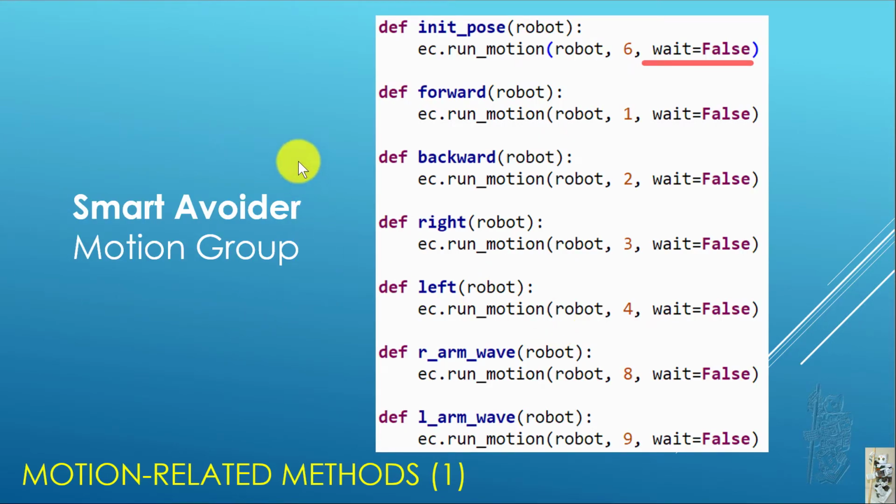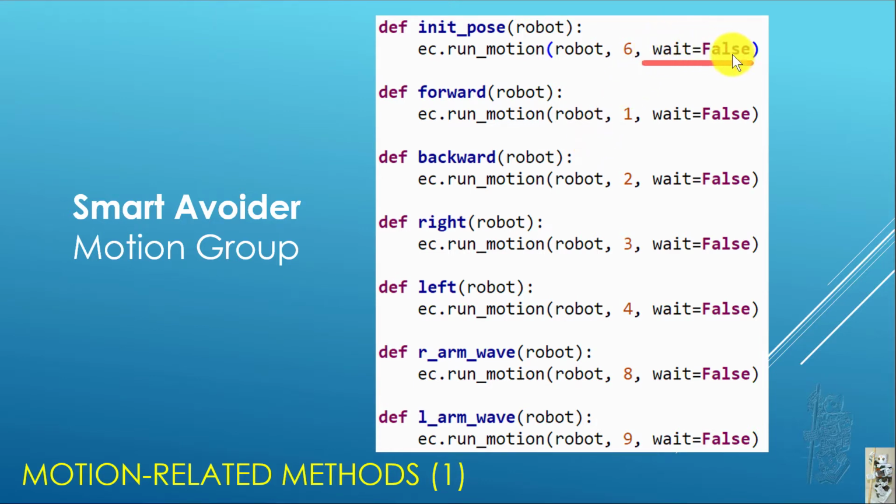Just a reminder again, I'm using the Smart Avoider motion group in this example code. All the motion pages use a run motion method. You can see the motion number 61 and all that. By default, the second parameter wait equals true. So by default, any command that you tell it to run a motion page, the Python interpreter will stop there and wait until this motion is finished before it goes on to the next statement in Python.